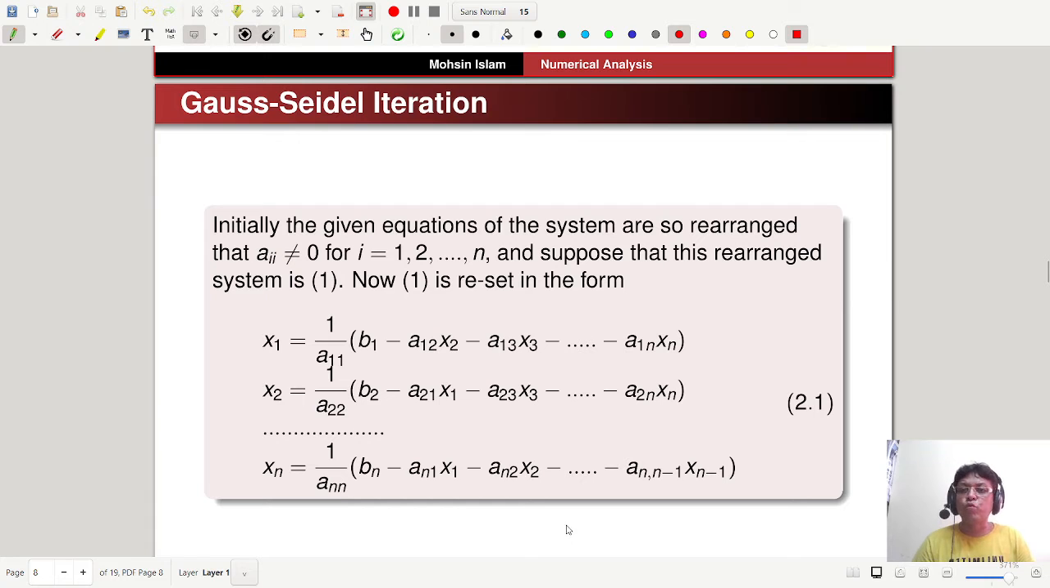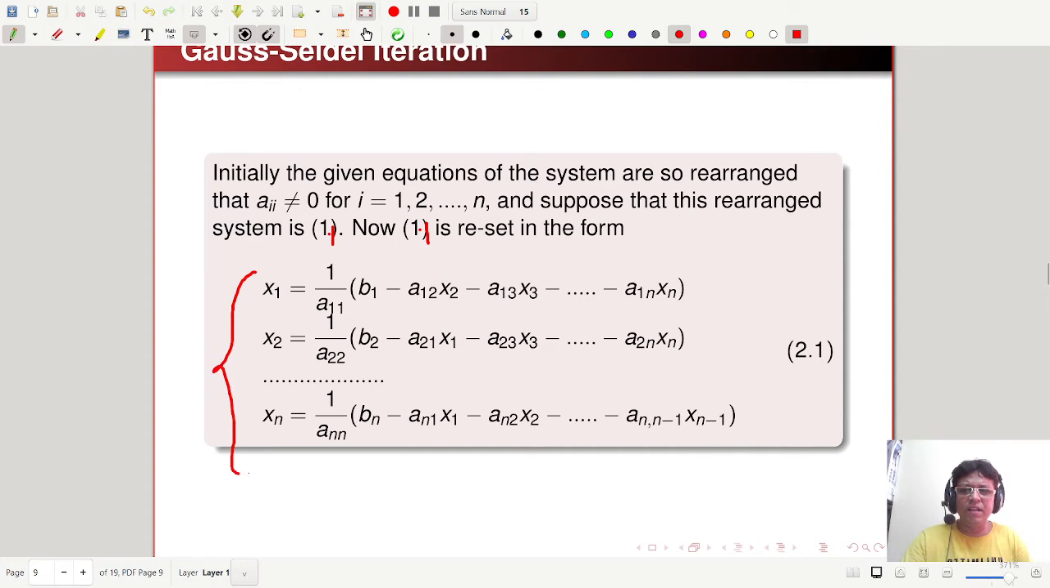Now let's come to explain the method Gauss-Seidel iteration. Initially, the given equations of the system are so rearranged that aii not equal to 0, similar to Gauss Jacobi iteration. Suppose that the rearranged system is obviously 1.1, and now 1.1 is reset in the form 2.1. This is similar to Gauss Jacobi. This is the way we have expressed it, because a11 not equal to 0, a22 not equal to 0, ann not equal to 0. This is similar.